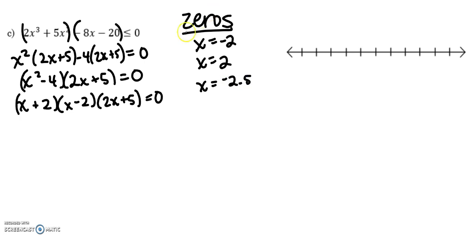Keep in mind, again, these are my zeros. These are things that actually make the polynomial equation equal to 0. Well, in this case, it was okay to be equal to 0. So I'm going to plot these on my number line. I'm going to go ahead and just call this one -2.5.